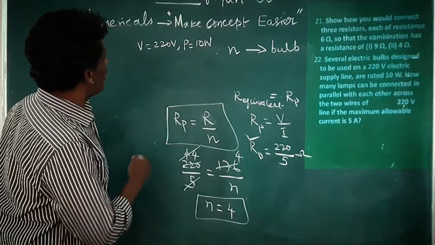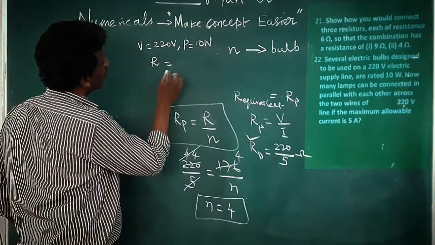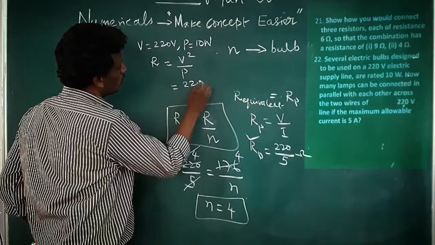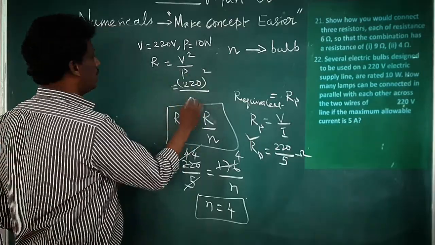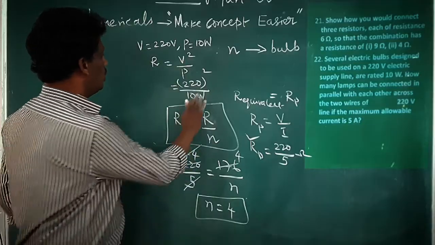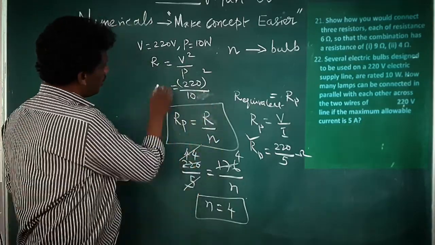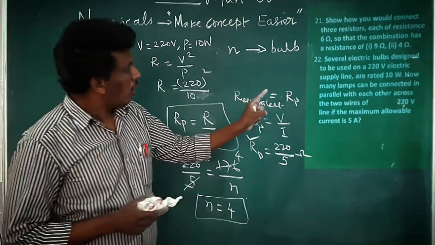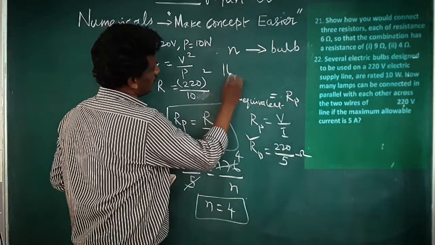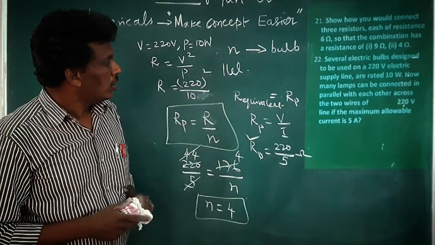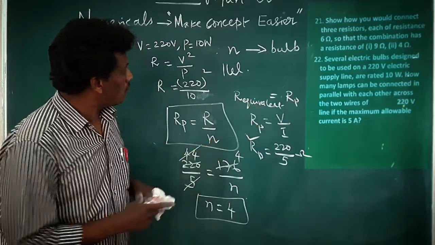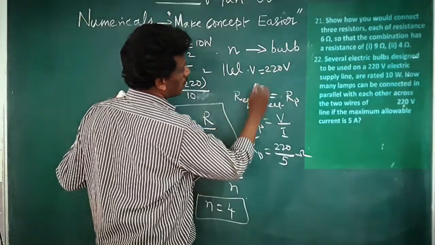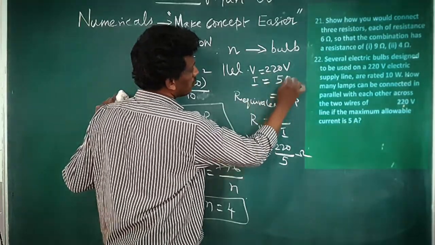Okay. From there, what you can find out? Individual resistance R equal to what is the formula? V squared by P. What is V? 220 squared. P is 10 watts. So from here R you are getting. R is what? Individual resistance of each bulb. All are connected in parallel. The condition is given, parallel combination with each other across the two wires of V, 220 volt, to maintain current I equal to 5 ampere.